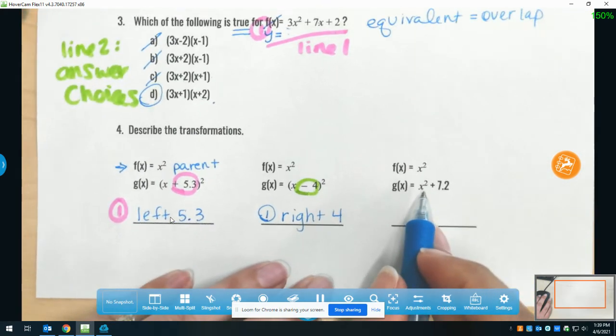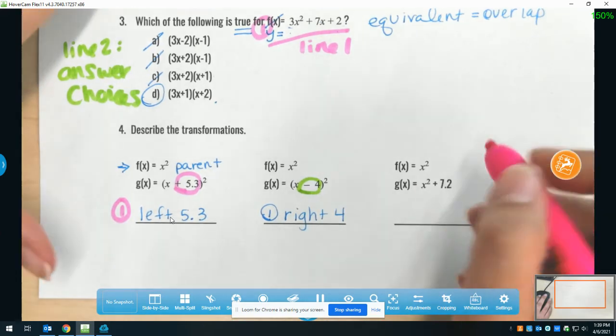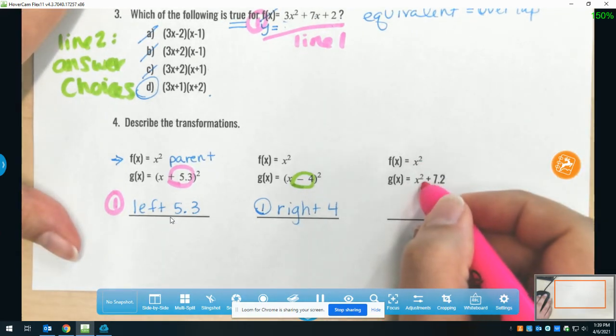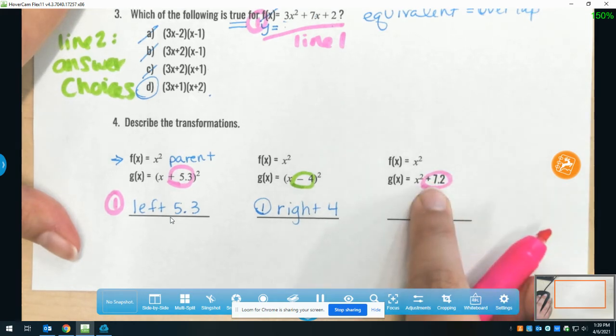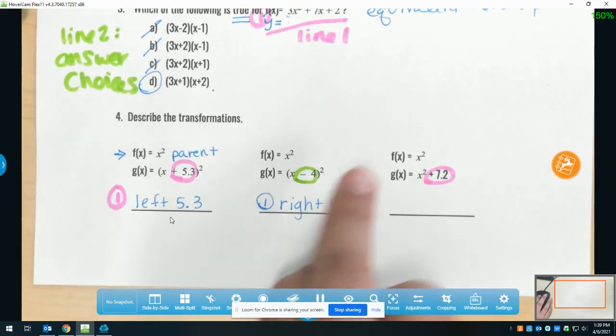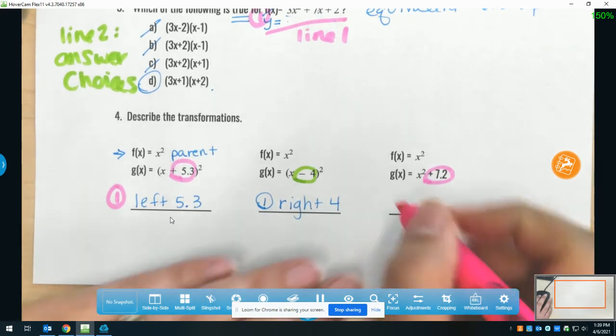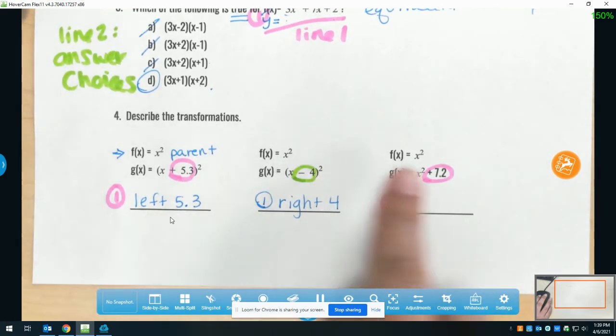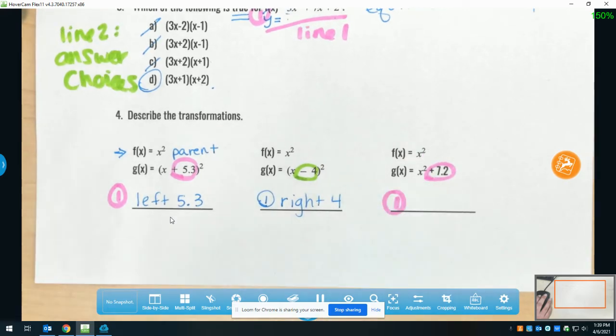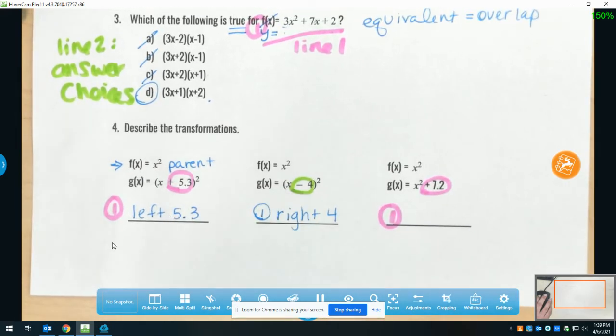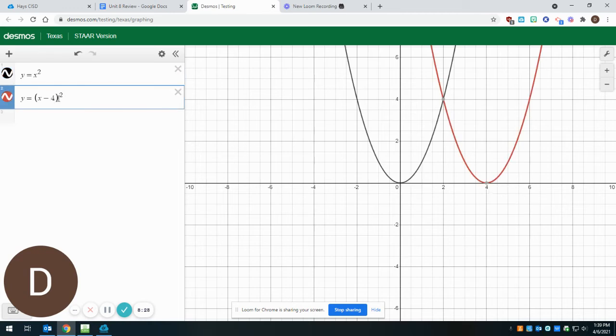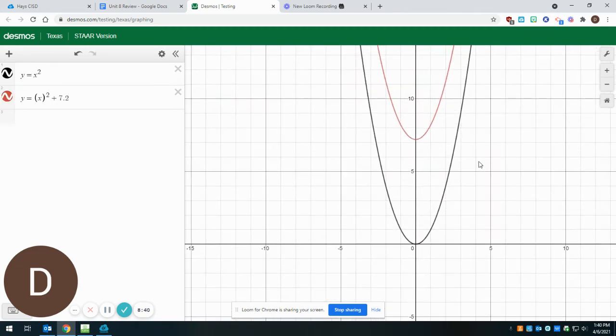Okay. Now this one's a little bit different because we still compare to the parent function, but notice where this plus 7.2 is. This is behind our function, so behind the x squared part of the equation. So it's not in the parentheses like this one was. So let's see what that's going to do differently for us. So here we don't have anything in the parentheses, but behind it we have plus 7.2. Okay, first we don't even see our graph, but we know that means we need to zoom out, right?